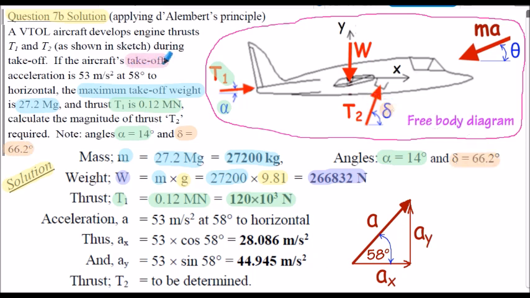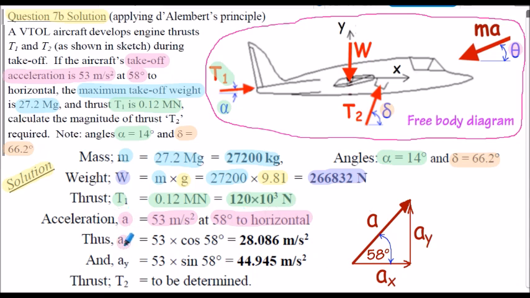We're also given the takeoff acceleration of the aircraft, 53 meters per second squared. Here's acceleration A, and that's at an angle of 58 degrees to the horizontal. So angle theta shown on our diagram here, that's 58 degrees. What I'm going to do is to evaluate the acceleration in the x and y directions, because I will need to use them in the following calculations, because we're going to resolve forces into the x and the y direction.